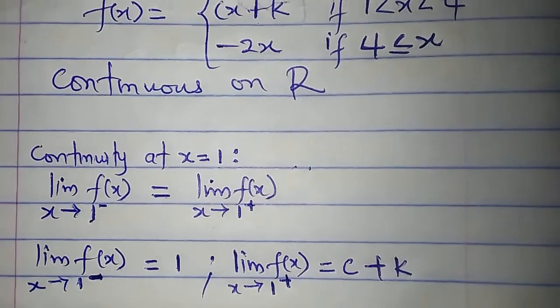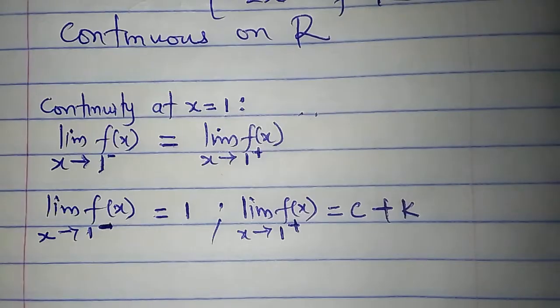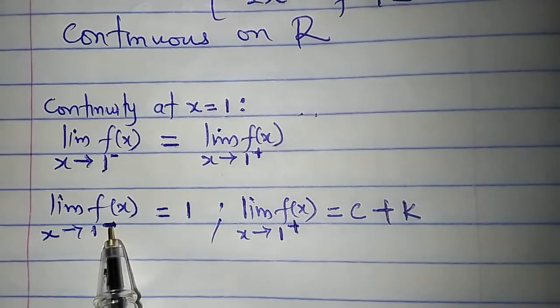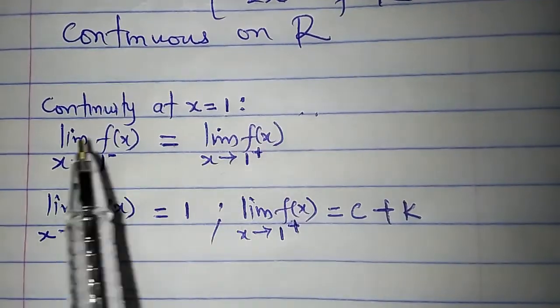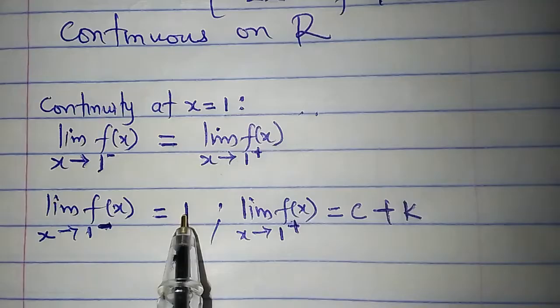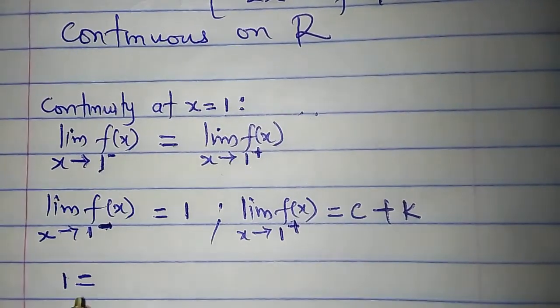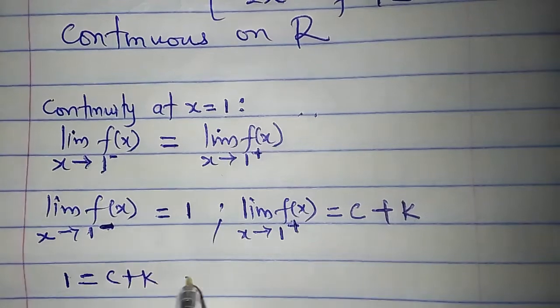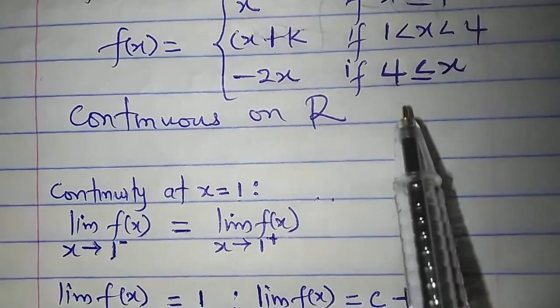K. Now, for the function to be continuous at x equal to 1, both left and right hand limits must be equal. That's what we stated here earlier. So, in this case, I can see that 1 is equal to what? C plus K. Equation 1. Now, let us consider the second boundary point, x equal to 4.